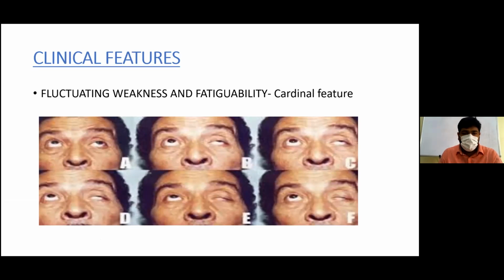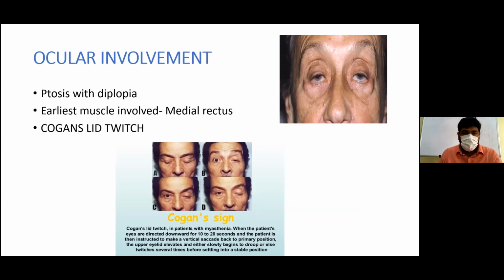Ocular involvement includes ptosis along with diplopia. The ptosis is fluctuating and of variable degree. It can be unilateral or bilateral, and the diplopia is binocular with sparing of pupils. The earliest muscle involved is the medial rectus, and Cogan's lid twitch sign is present. That is, when the patient is asked to look down and then instructed to come back to the normal position, a small twitch is seen.